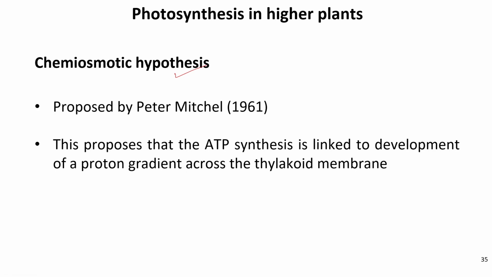Now let's talk about the chemiosmotic hypothesis. The chemiosmotic hypothesis was given by Peter Mitchell in 1961. He was talking about ATP synthesis, how ATP is synthesized. He proposed that ATP synthesis is linked to the development of a proton gradient across the thylakoid membrane.